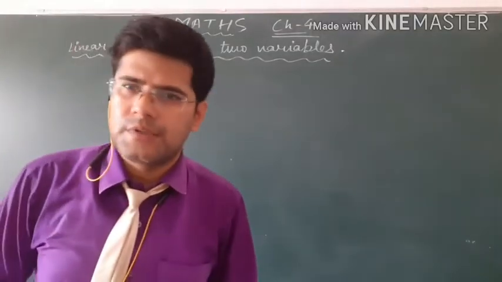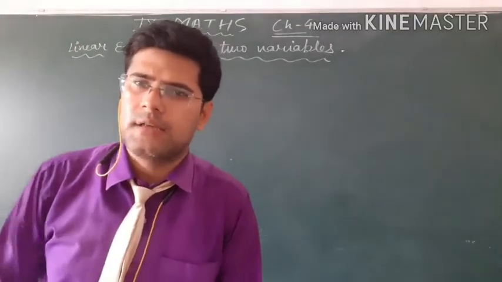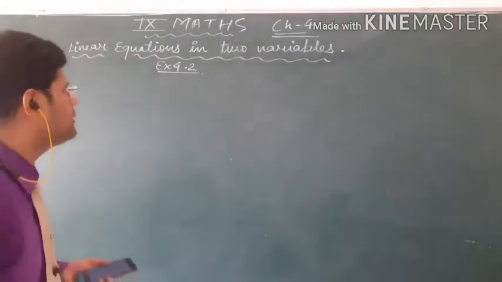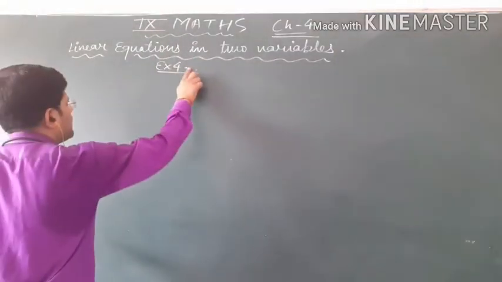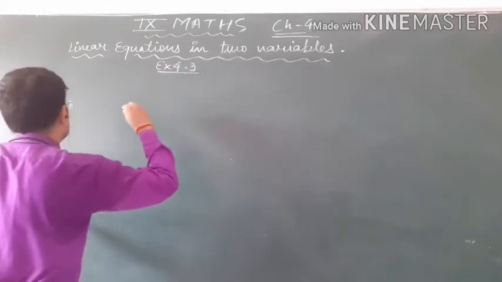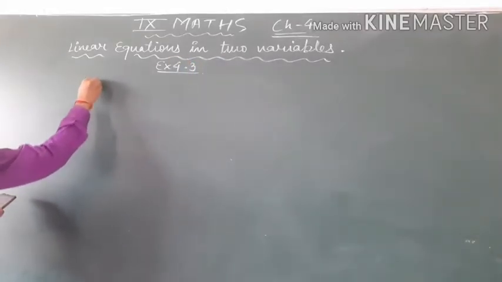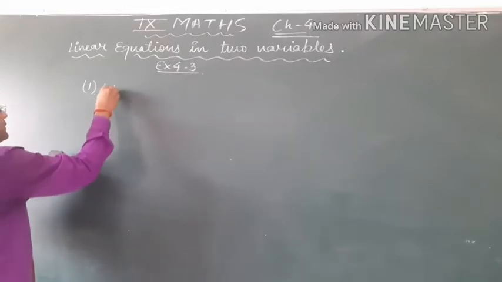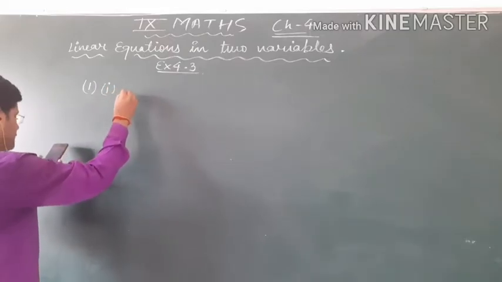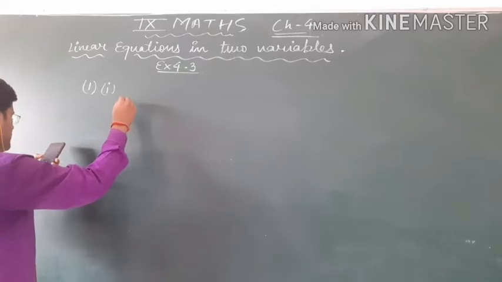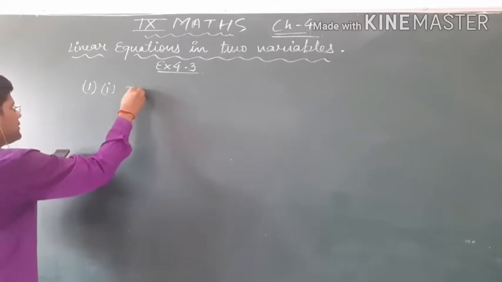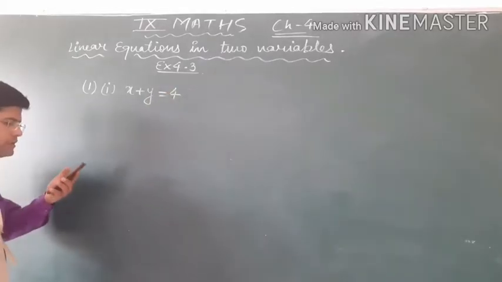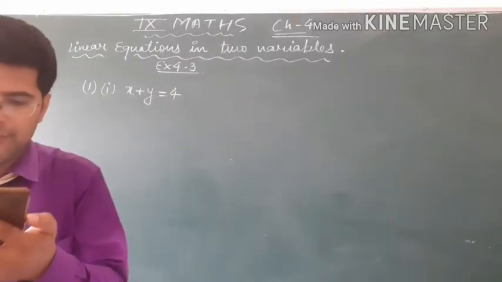For graphical representation, we move to exercise 4.3, and the first question of exercise 4.3. Here we are going to solve the graphical representation first sum. It has 4 parts. I am going to do 2 of them, and the equation is x plus y equal to 4. You have to put this equation on a graph.